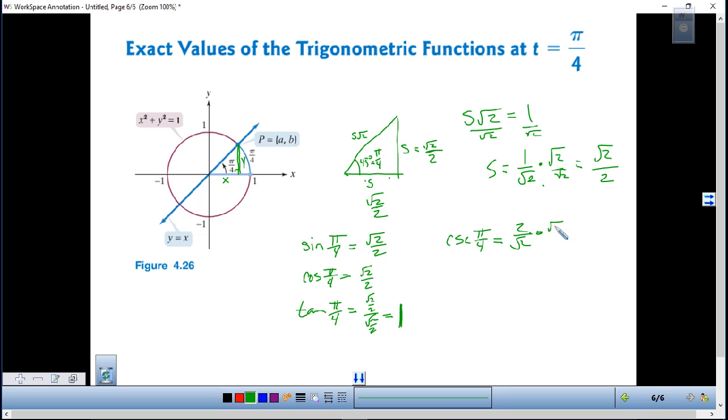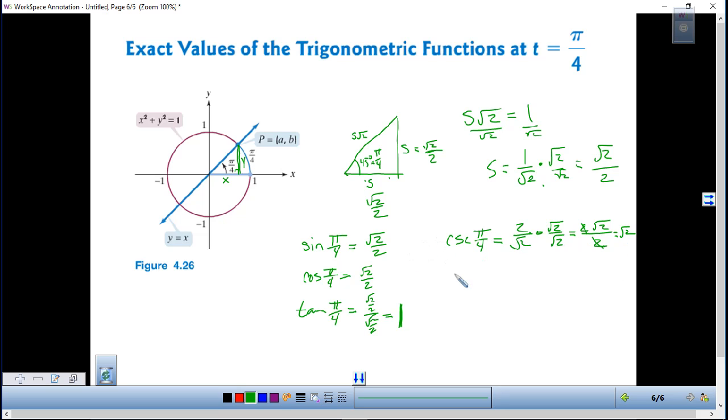When we rationalize and multiply by the square root of 2 over the square root of 2, we're going to end up with 2 square root of 2 over the square root of 2 times the square root of 2, which is the square root of 4, which of course is 2. And then these 2's are going to cancel out, so we're left with just the square root of 2.